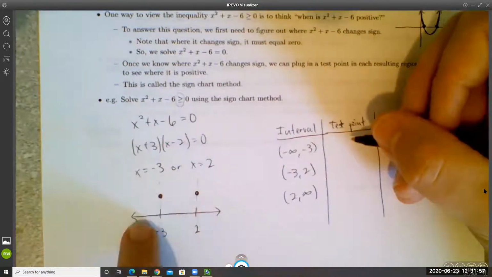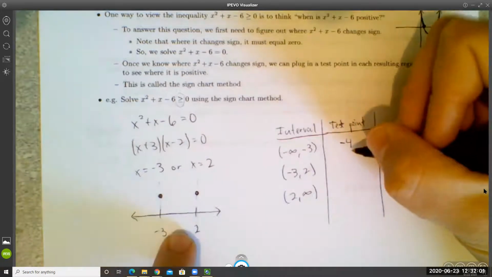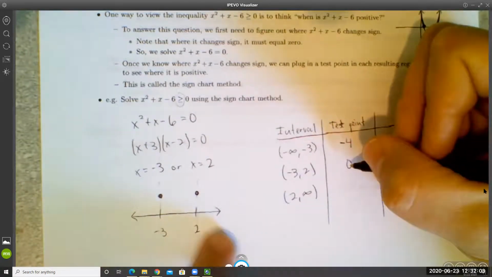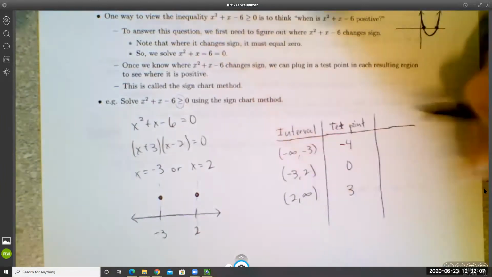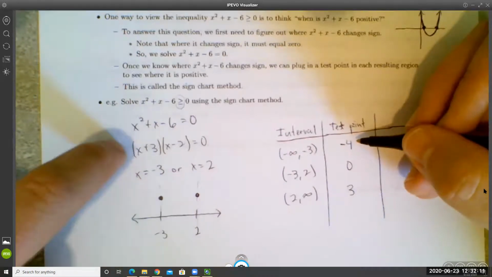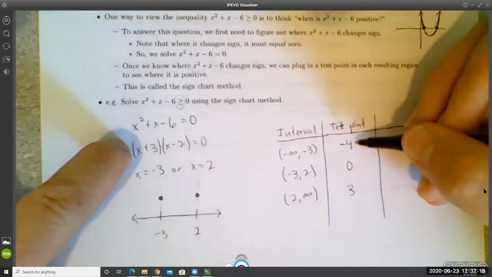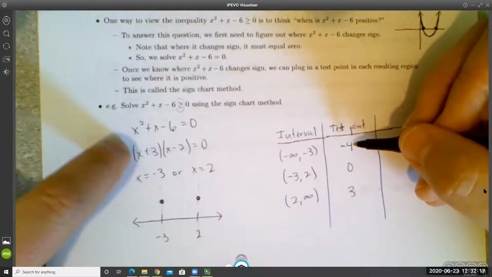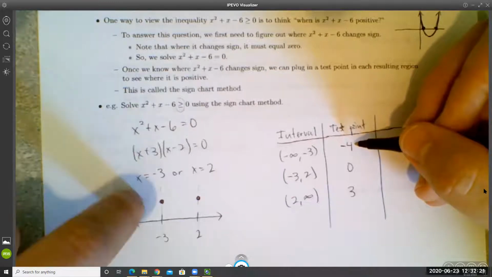So for this region here, you could choose maybe -4 as your test point. For this region, you could choose 0. And for this region, you could choose 3, right? Any test point that's within this interval. And what you're going to do is plug this in. It's usually easiest to plug it into the factored version of the expression, to see if the expression is positive or negative in these regions.